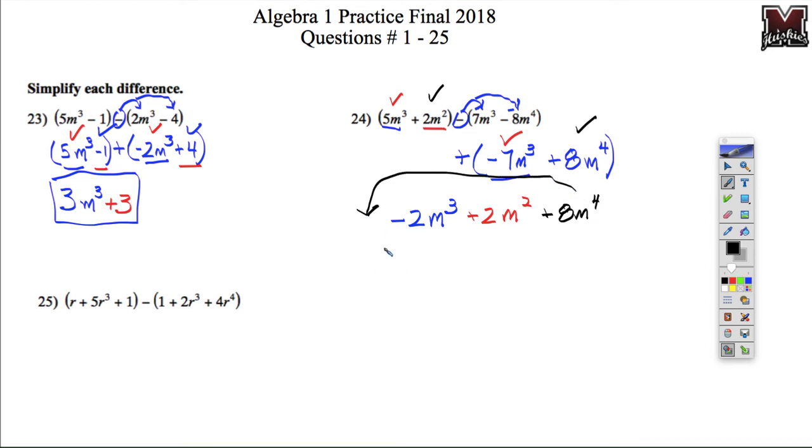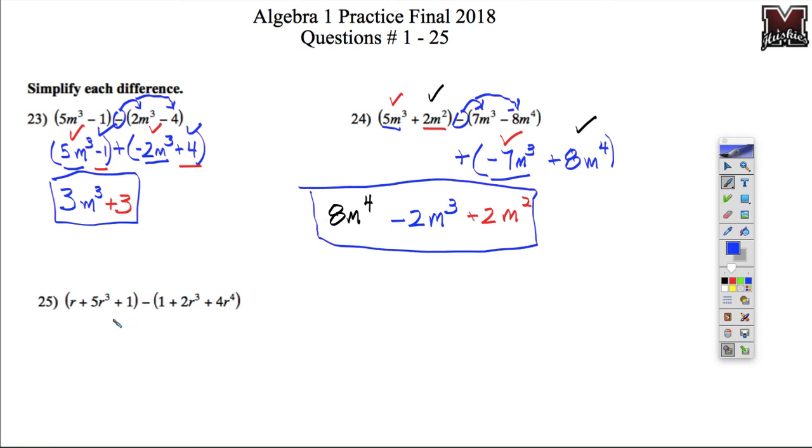So my final answer, in fact, I could just go like this. I have technology, 8m to the 4th, and then I can use my little erasing tool. Whoa, that's a big eraser. Like that, there. And my final answer is going to be boxed.